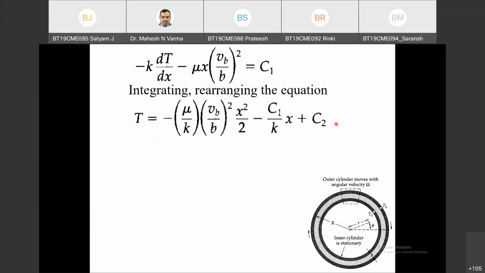Whether these two boundary conditions are available? Yeah, roll number 96, Saurabh. Yes. What are these two boundary conditions? Can you write in chat box, Saurabh? Boundary conditions.